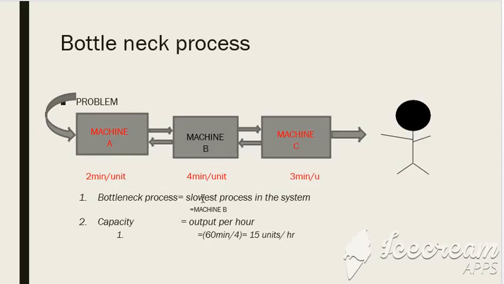Next is capacity. Let's say I am standing here, a product is moved from A to B and B to C, and I am receiving that product in a given hour, and that would be the capacity of the system. It is output per hour. Per hour it is 15 units. A to B will produce 30 units, and B to C it is 15, and C is receiving only 15, so it is 15 units per hour. It is the capacity, 15 units per hour.